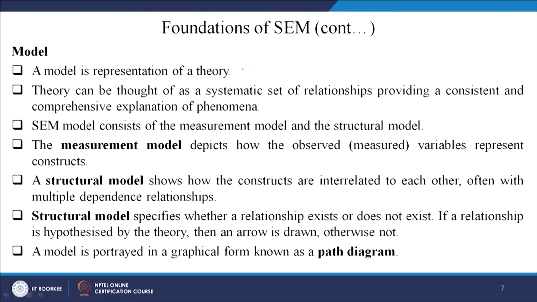So, if something goes wrong, maybe you have to do the study entirely again, or add a completely new variable according to logic, or delete something, and maybe your data size also has to change, okay. So, a model is a representation of a theory, nothing more than that. A theory can be thought of as a systematic set of relationships providing a consistent and comprehensive explanation of a phenomenon, right, why it is occurring or what affects what.